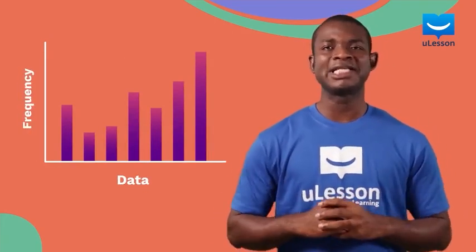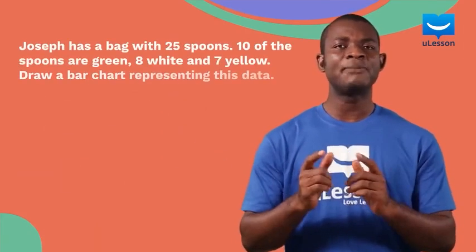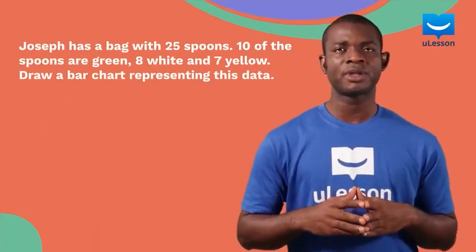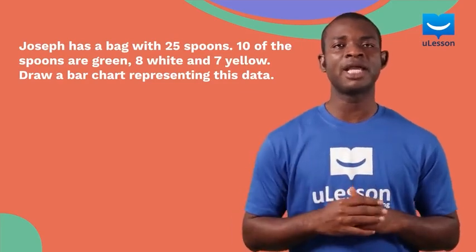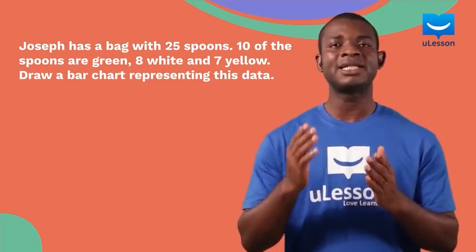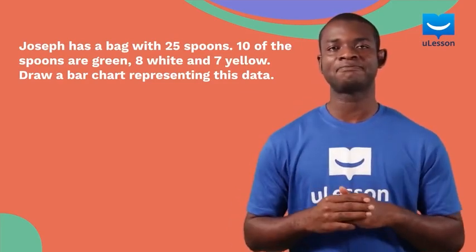Why don't we consider an example? Joseph has a bag with 25 spoons. 10 of the spoons are green, 8 are white, and 7 are yellow. Draw a bar chart representing this data.